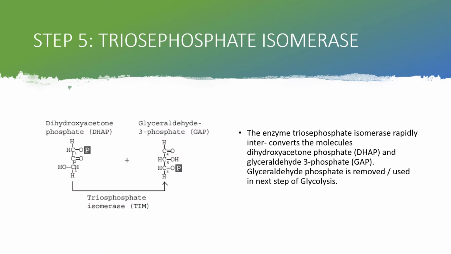Step 5 is the reaction catalyzed by triosephosphate isomerase. Dihydroxyacetone phosphate is rearranged into glyceraldehyde 3-phosphate.